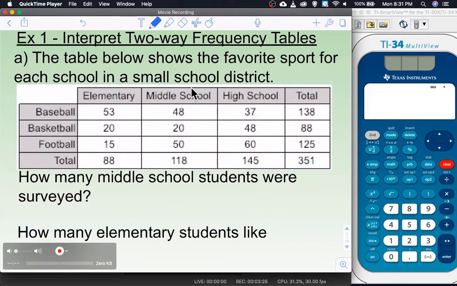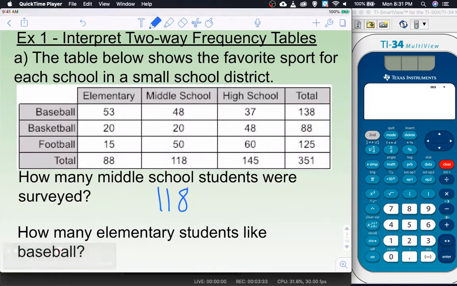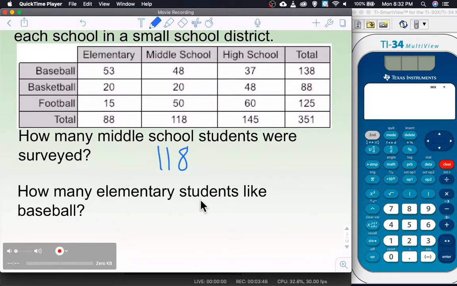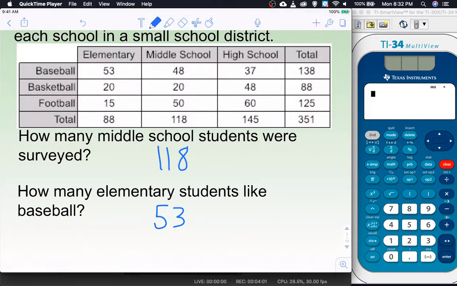So we go to the middle school, that's here, and we go down until we find a total. Total, 118. Done. Now, there won't always be a total, so sometimes we would have to do the extra step of actually adding the total. Second question says, how many elementary students like baseball? Okay, so we go to elementary students, baseball, and they intersect here at the number 53. 53 elementary students like baseball. Fairly straightforward.